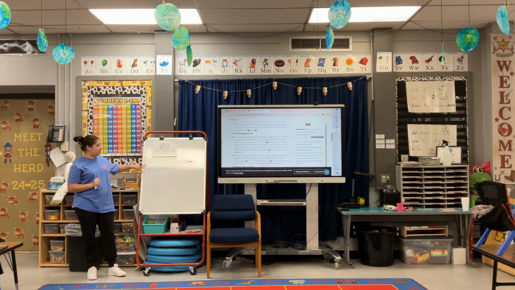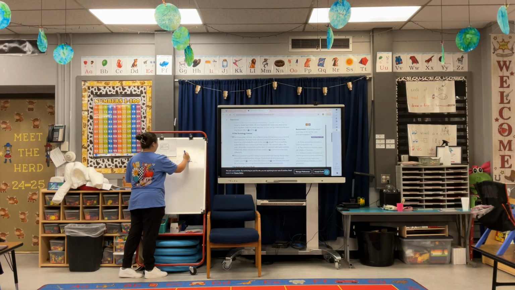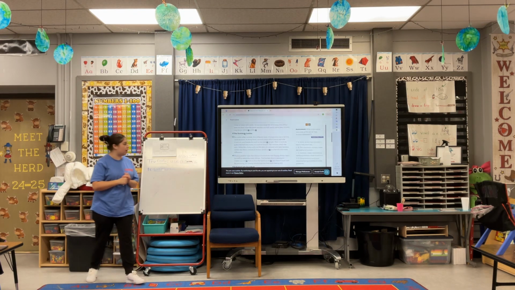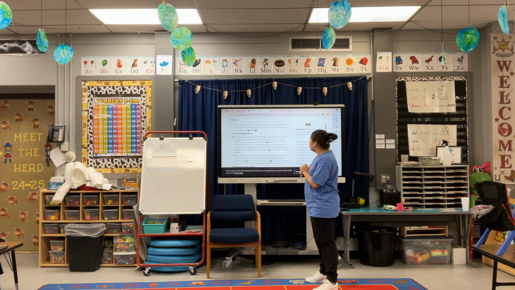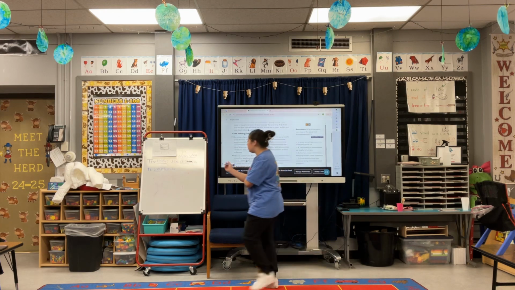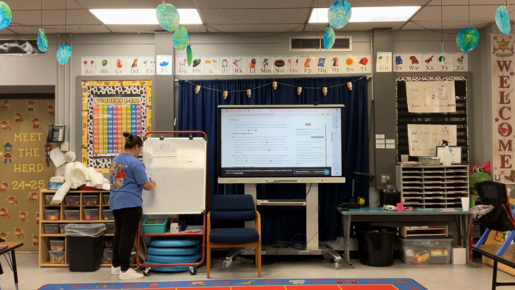So the chimp uses a stick to catch termites. So that is the main idea. Supporting details that go with that. This, it says chimpanzees use a stick to catch termites. Good job. Okay, so supporting detail number 1. They find a branch.